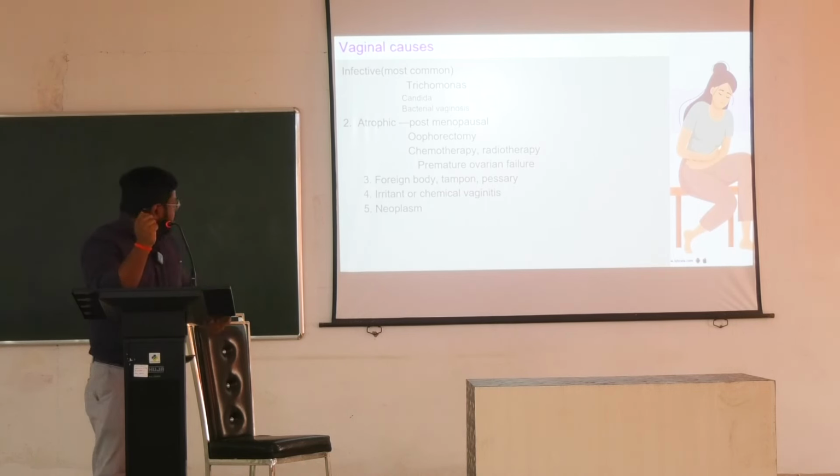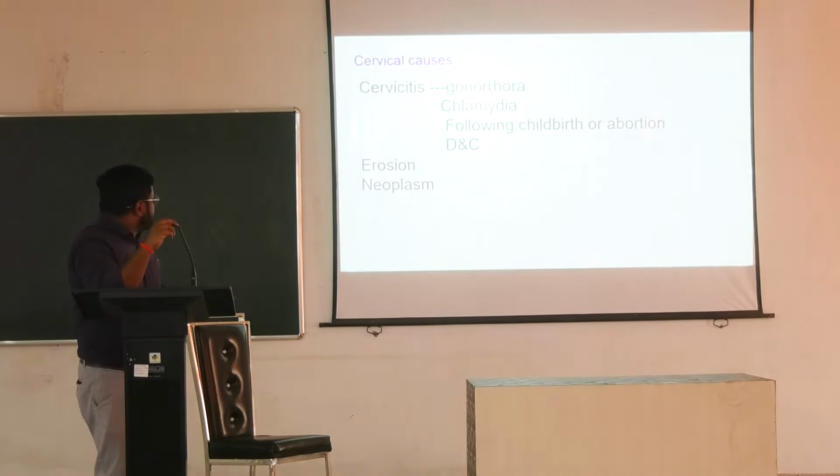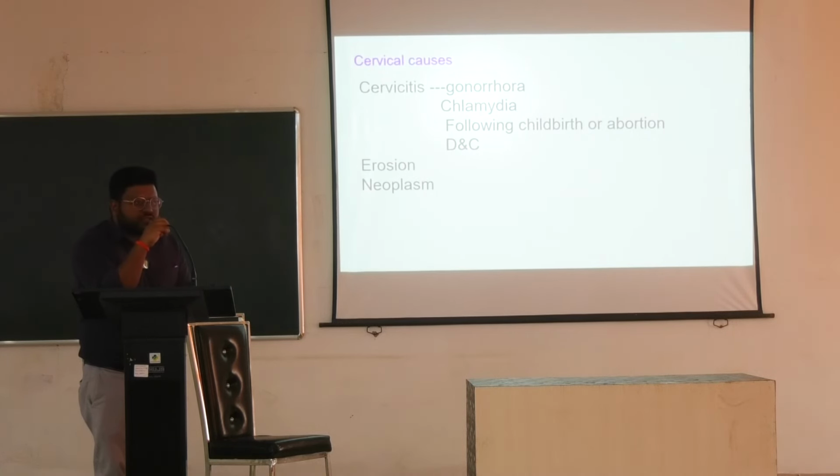Any residual foreign body inside the vagina, like tampons, pessaries, any kind of irritant spermicidal gels, or any kind of lubricants, may also cause vaginal discharges. Some cervical causes may also present as vaginal discharge, like cervical neoplasm, cervical erosions, infections of the cervix like gonorrhea, chlamydia, post-MTP. All of these may present as vaginal discharges.